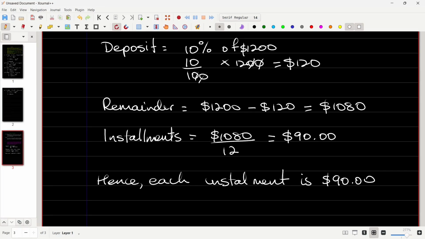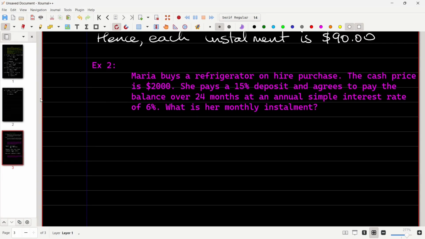Now, usually on your hire purchase agreement, you're not going to pay the exact amount that the cash price is marked for. They're going to charge you some interest on the amount of the item. Let's look at example number 2 and you'll understand what I mean by this. Maria buys a refrigerator on hire purchase. The cash price is $2,000. She pays a 15% deposit and agrees to pay the balance over 24 months at an annual simple interest rate of 6%. What is her monthly installment?